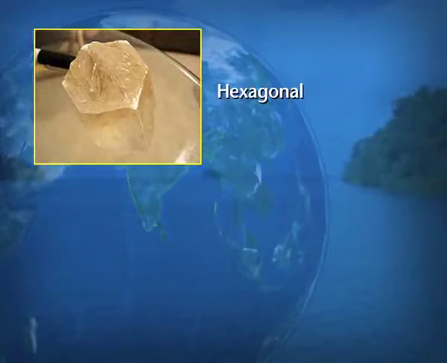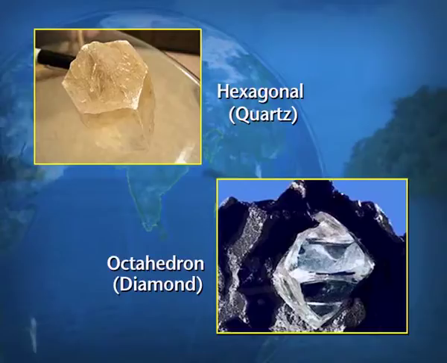I can give you the 2 pictures. You can look at your screens and see the hexagonal shape and the quartz, the main mineral which is found in this shape. The hexagonal shape is the one which has 6 sides, as compared to the octahedron. You can look at the screens and see the diamond, which is an octahedron, which has 8 sides.